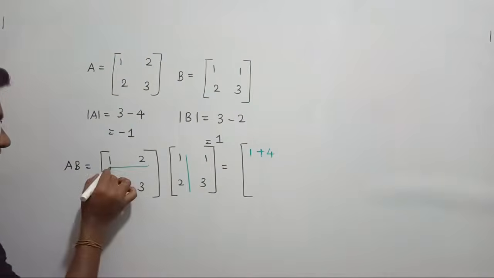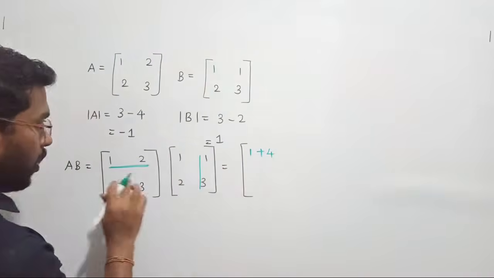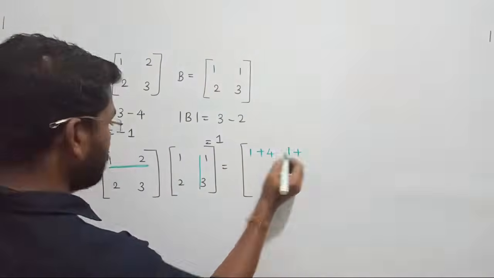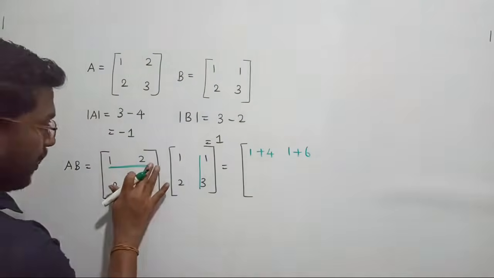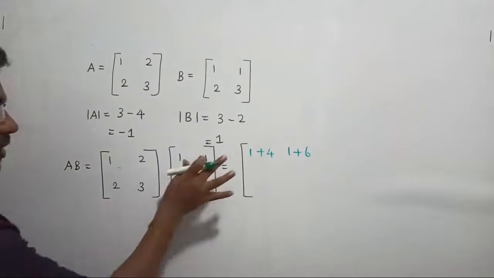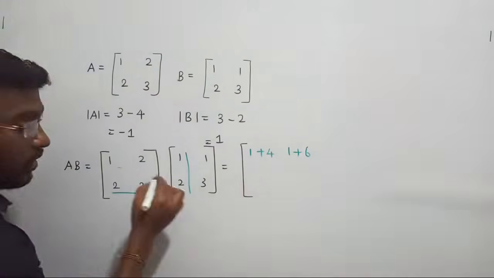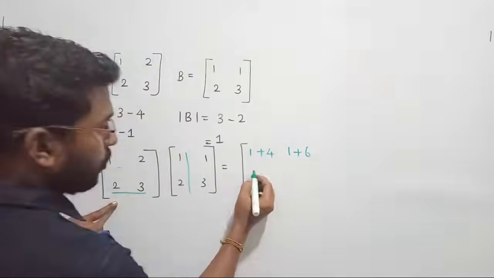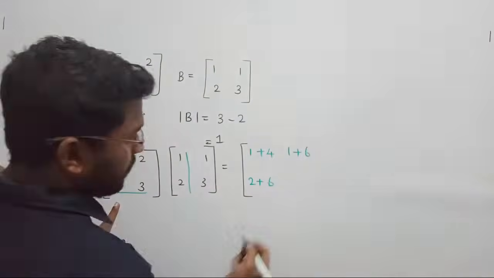And then select the first row of matrix 1, select the second column, such that 1 into 1 plus 2 into 3 will give you 6. Similarly, let us go ahead with the second row, first column. Then 2 into 1 will give you 2, plus 3 into 2 will give you 6.